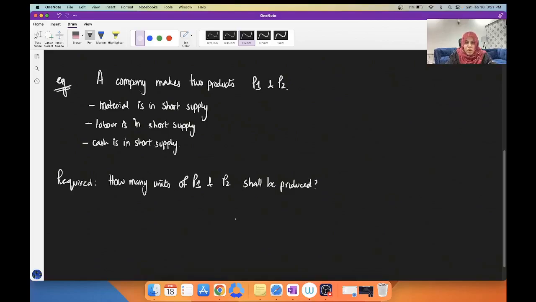Coming back to our discussion, I did not mention that linear programming can only handle two limiting factors. I mentioned that linear programming can handle multiple limiting factors, but it can only handle two products. So there are only two products, but there are multiple limiting factors. Okay. Now we are going to perform the solution.